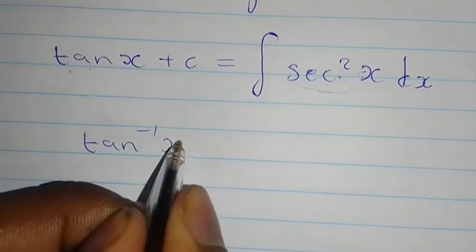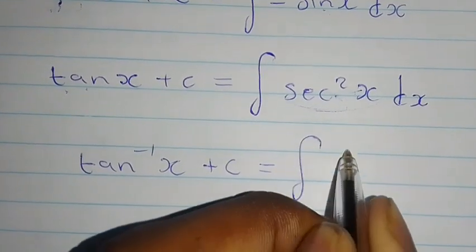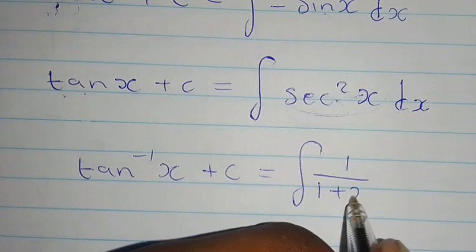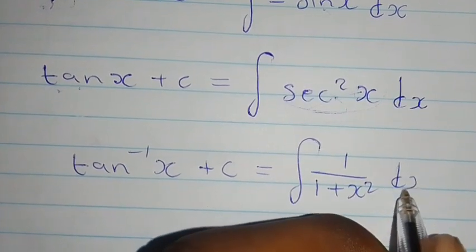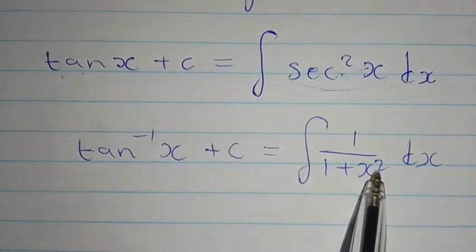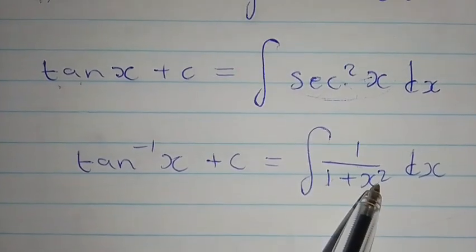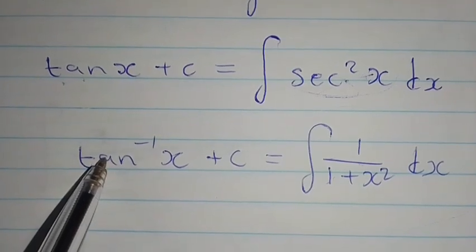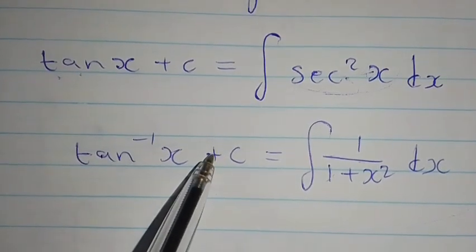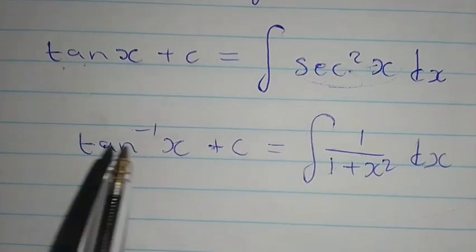What happens when I differentiate arctan x? I get 1 over 1 plus x squared. So this is basically it. The integral of 1 over 1 plus x squared will be arctan x. Don't forget your constants. Okay.